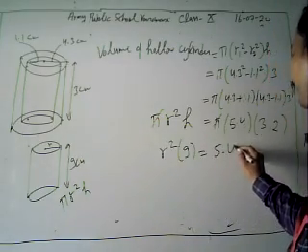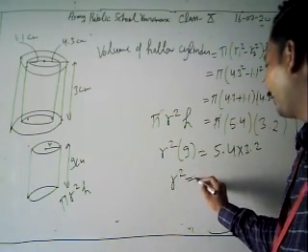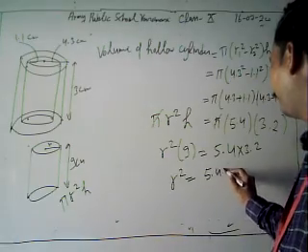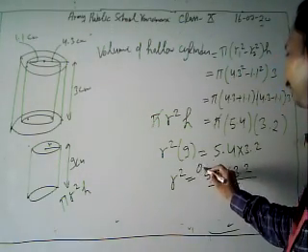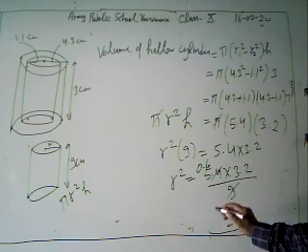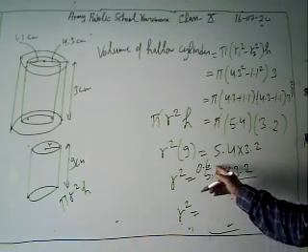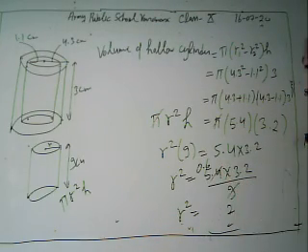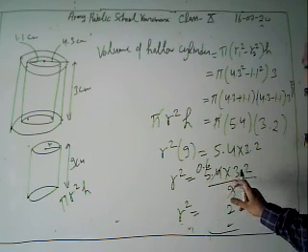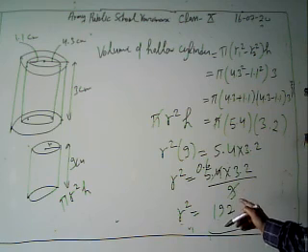Then we have 5.4 into 3.2. Then our r square is what? 5.4 into 3.2 upon 9. That's 0.6, 5.4. Then what is our r square? 6 twos are 12, 6 threes are 18, 192.